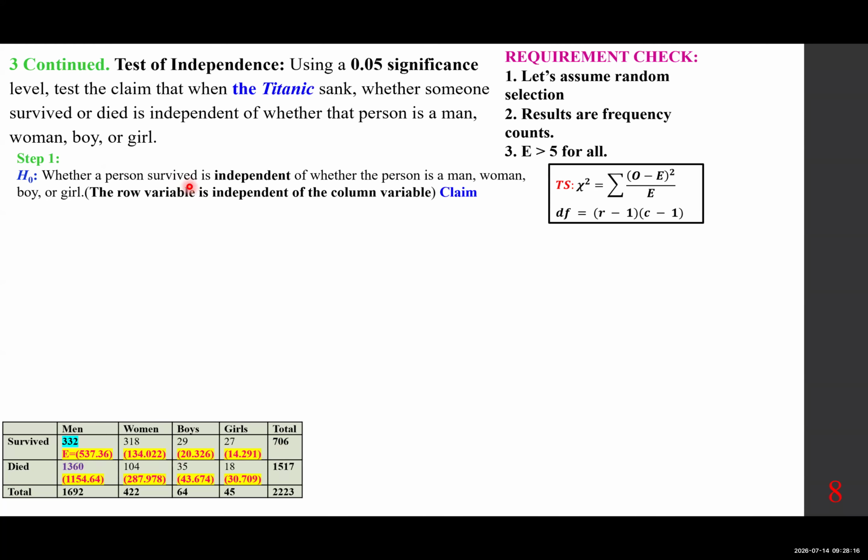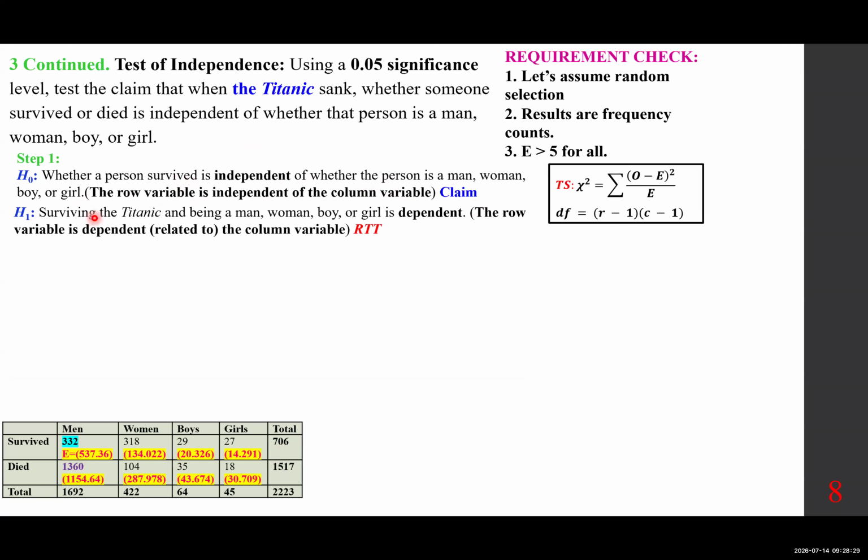H0: whether a person survived is independent of whether the person is a man, woman, boy, or a girl. The row variable is independent of the column variable. They both mean the same thing, and that is the claim. H1: surviving the Titanic and being a man, woman, boy, or girl is dependent. In other words, the row variable is dependent on, or related to, the column variable. And it's a right tail test. So we're done with the first step.